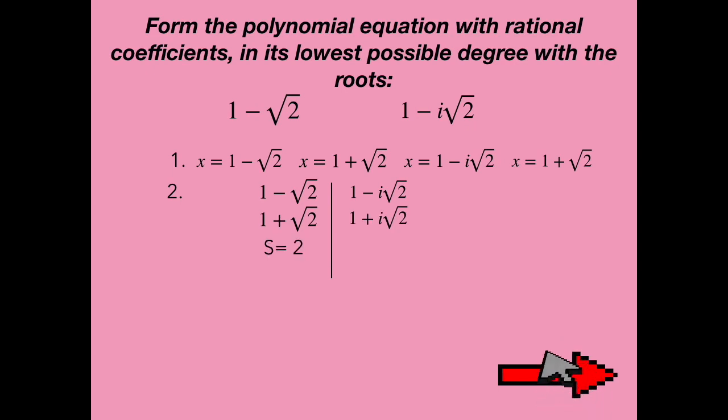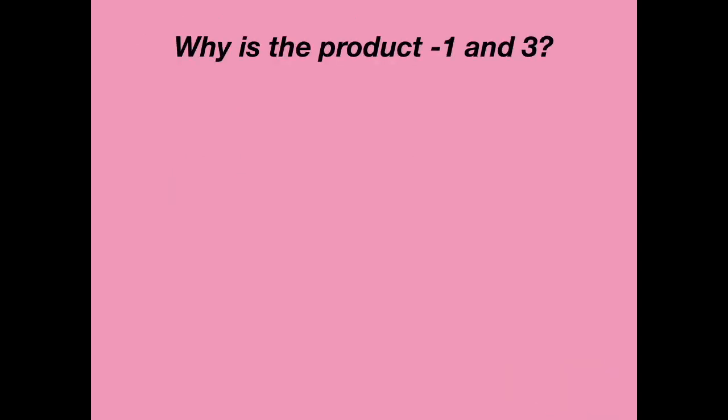Simply add the two roots to get the sum. For the first one, the sum is 2, and for the second one, the sum is also 2. To get the product of each pair, just simply multiply them together. For the first pair, the product is negative 1, and for the second pair, the product is 3. Why the products negative 1 and 3?